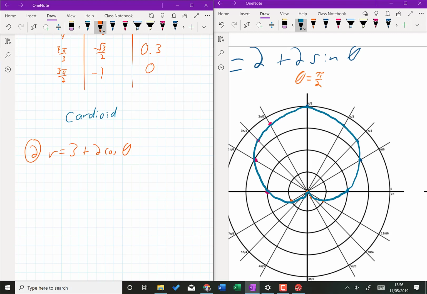Now, I want you guys to look at this and practice scaling a little bit. Scaling means what's the biggest radius that can possibly come out of this and what's the smallest radius that can possibly come out of this. What's the biggest that 3 plus 2 cosine theta could ever be? 5. Because cosine theta can be at most 1. What's the smallest it could ever be? That's when cosine is 0.